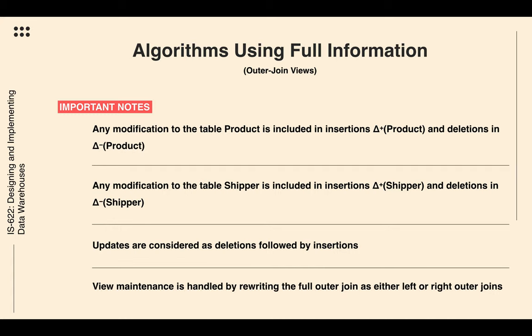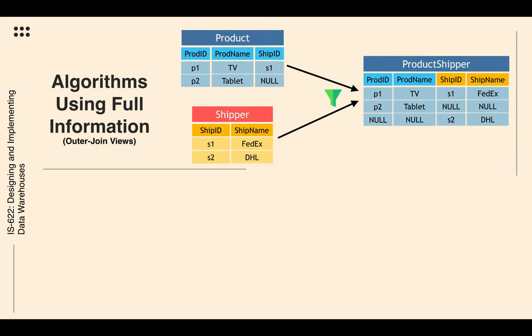The view maintenance is handled by rewriting the full outer join as either a left or right outer join. So you will see that whenever we are performing view maintenance with outer joins, we have to rewrite the view rather than updating the table. We are rewriting the view by using new types of joins, which is left join or right join, based upon whichever table is updated. And we will see those examples in a little while. So let's go ahead and do that.